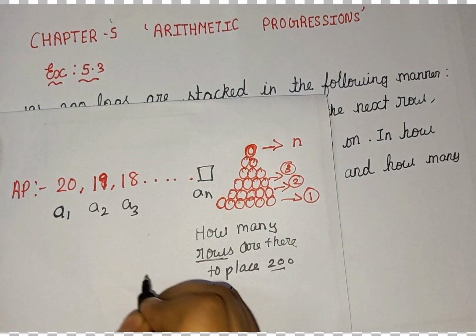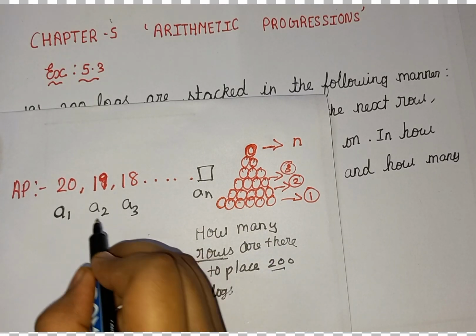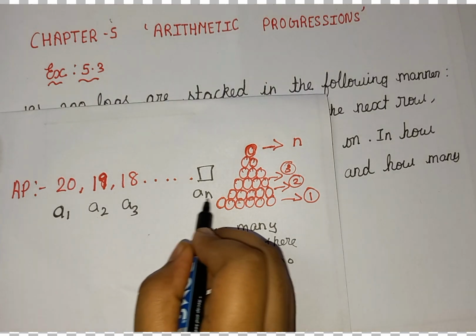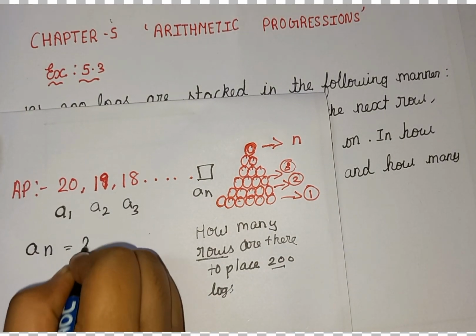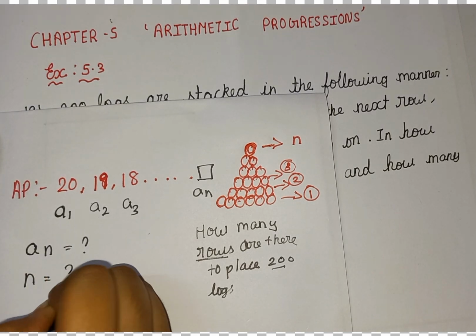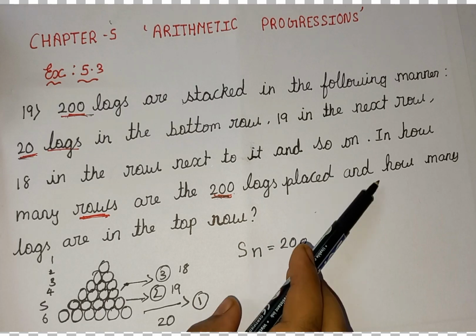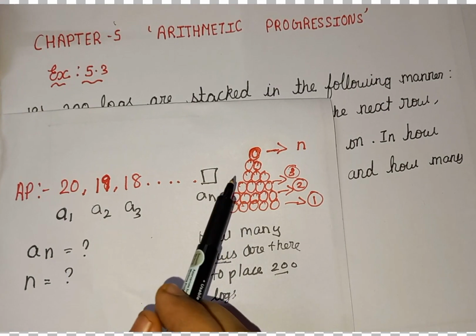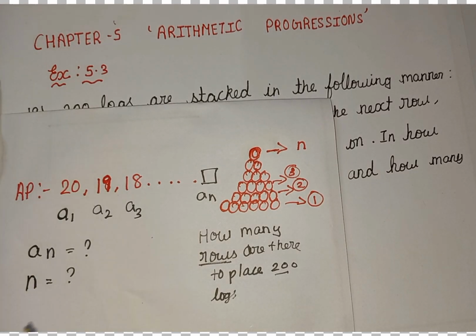What is the meaning of an? an means the row. So here first row, second row, third row. Here we don't know how many rows there are, so that's why it is an. So we don't know an, that is in question mark, and we don't know the n value. Why? Because according to the question, we need to find how many logs are in the top row, and we don't know that, so that is also in question mark.